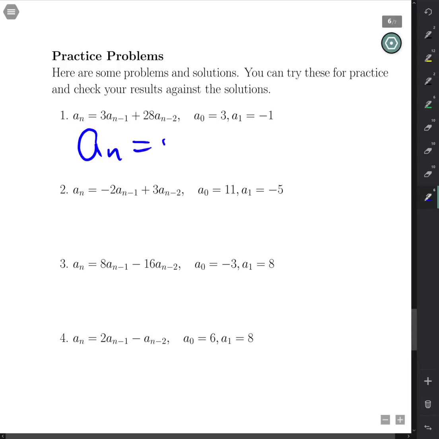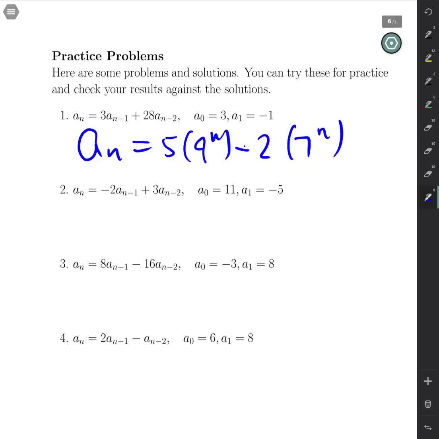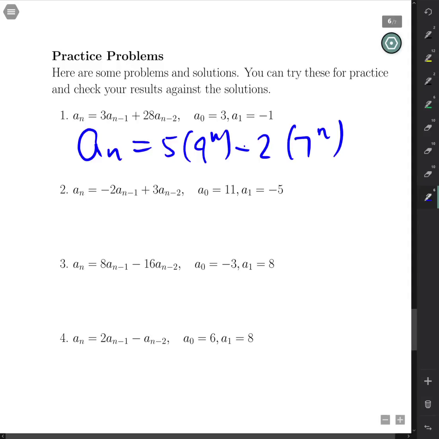The first one, a_n is equal to 5 times 4 to the n minus 2 times 7 to the n. And the characteristic roots are 4 and 7 for that one there. Okay, I'm going to have to come back there and check that out. I think that's a minus 4, right? Let's just double check it. I may have been too quick on that one right there.